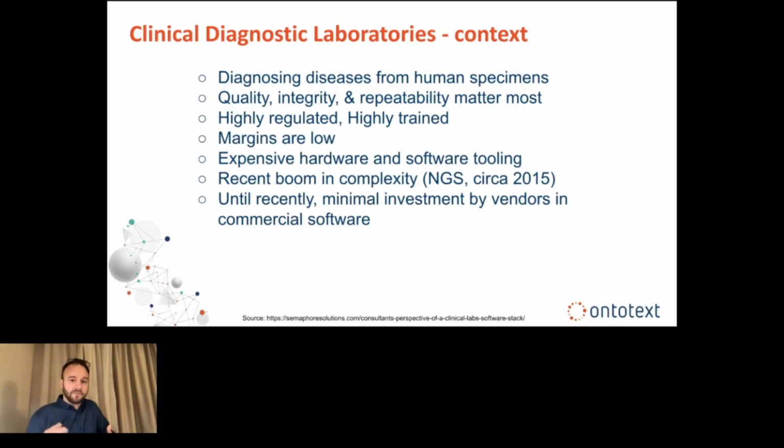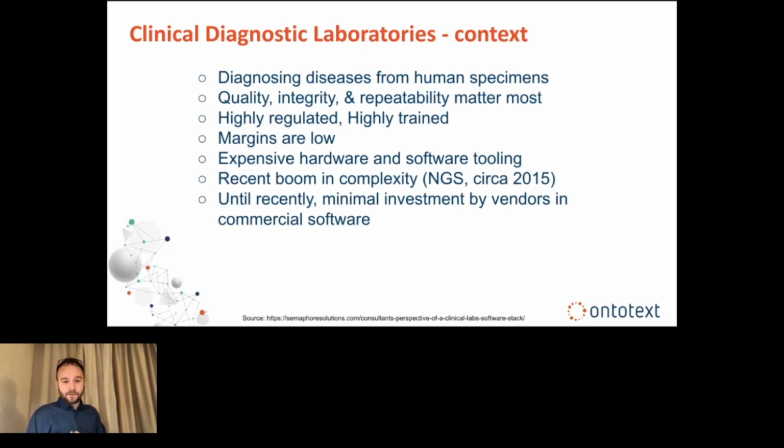Margins are typically quite low, despite the cost of healthcare in some geographies. And because these labs are highly regulated in all geographies, and the humans are highly trained, it usually means there aren't enough humans available to run the validated and therefore expensive hardware and software that they're allowed to use in their labs. And just to make it even more fun, as I alluded to, as recently as 2015 or so, the tests run by these labs were relatively simple point-in-time snapshots of a single quantitative result that was really easily satisfied by rigid software typically built on relational databases.